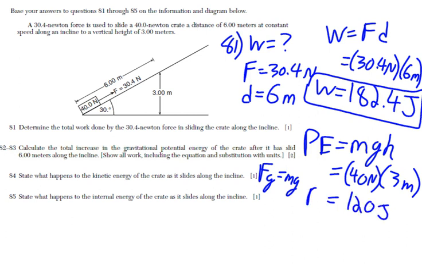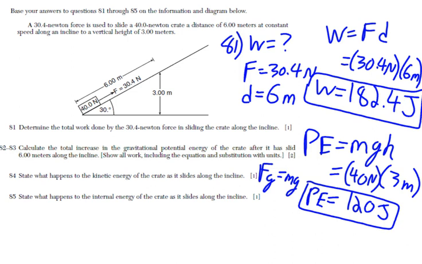So taking that shortcut saves you a step. What you can do is take the 40 newtons, solve for the mass, and then plug it back into the equation. You should wind up with 120 joules again, but it's an extra step of work that you really didn't have to do. Either way, as long as you showed all of your work, and you wind up with this answer, you're in good shape. 84. What happens to the kinetic energy of the crate as it slides along the incline?